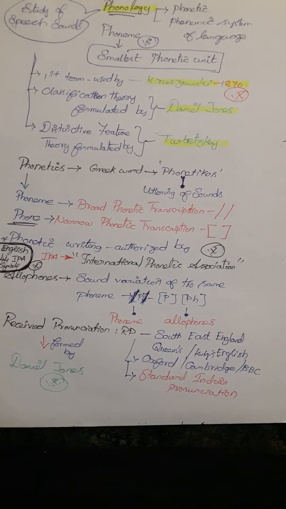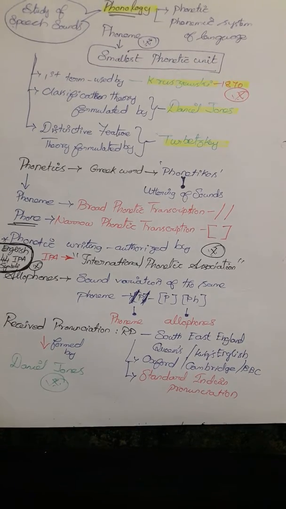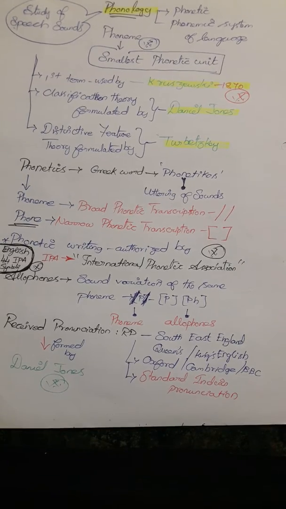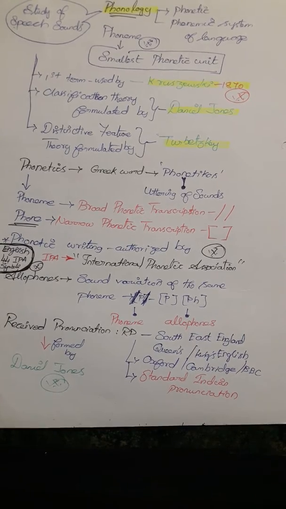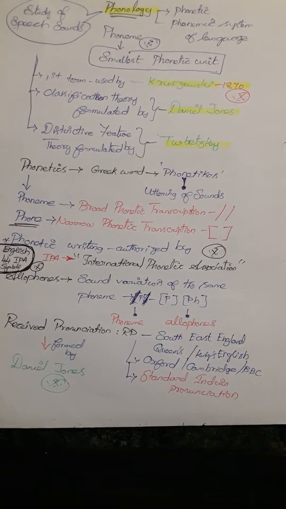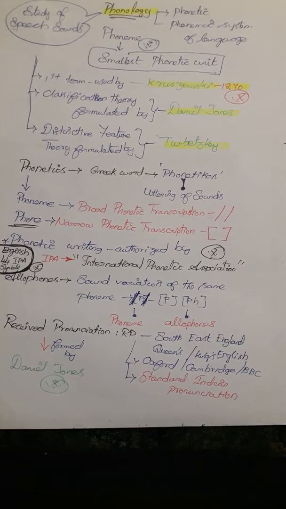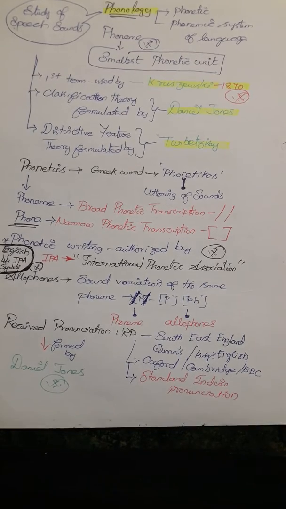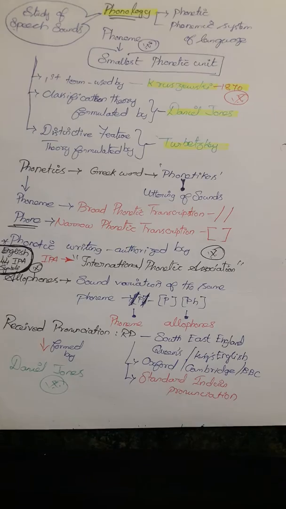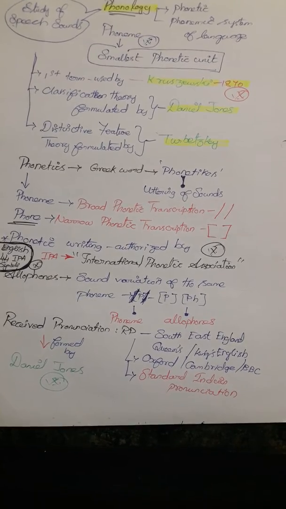And received pronunciation was formulated by Daniel Jones. This is very important, and it is used in Southeast England. It is also known as the Queen's Tongue, King's English. Oxford and Cambridge use this, and the BBC also uses received pronunciation while pronouncing the English language. It also resembles standard English, standard Indian pronunciation also.